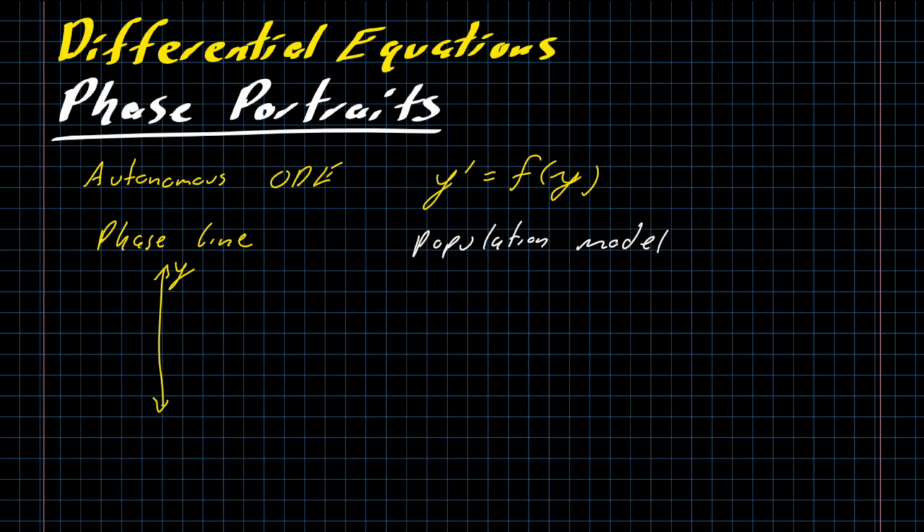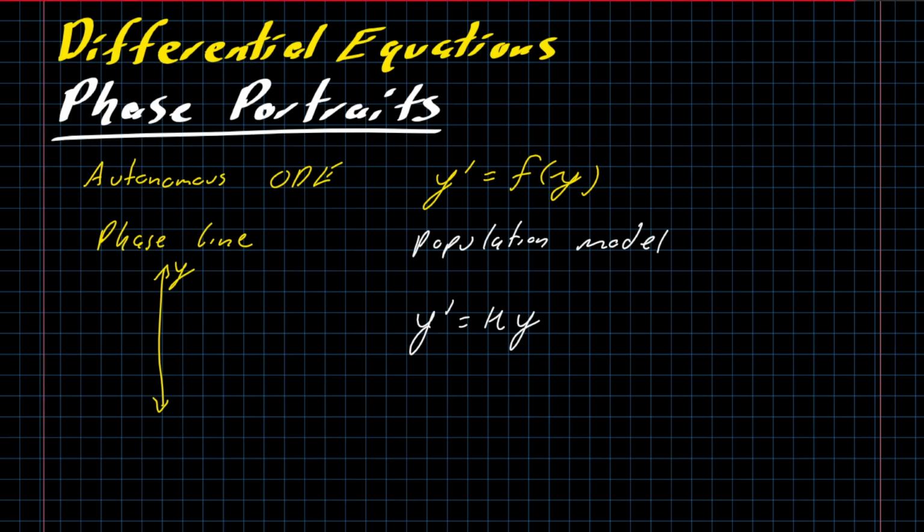One of the first examples we looked at when we were studying autonomous ODEs was a population model. Specifically, we started with the naive approach, which is the exponential growth model, which says that y prime is equal to some rate of growth that we called k multiplied by the population. The more population there is, the faster the growth occurs. The less population there is, the less growth can occur.